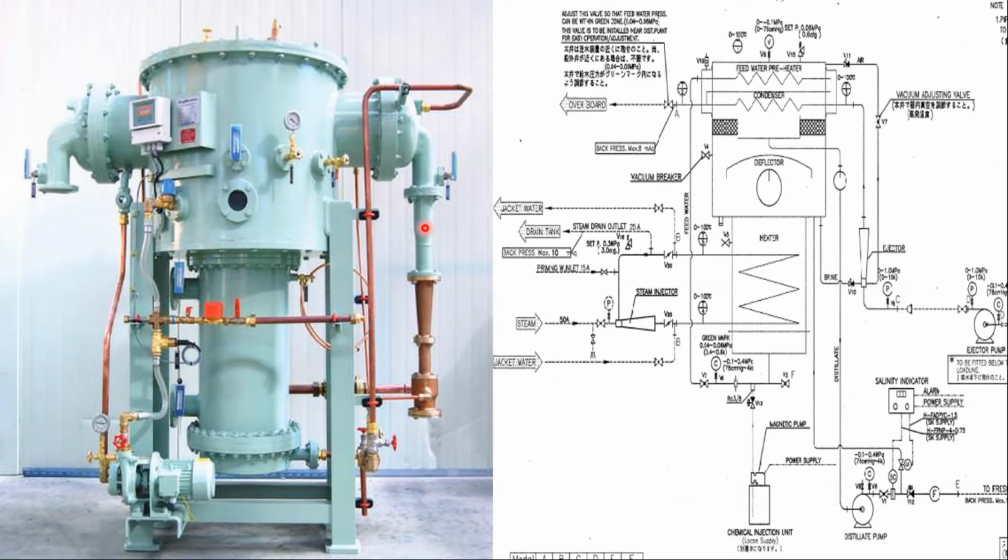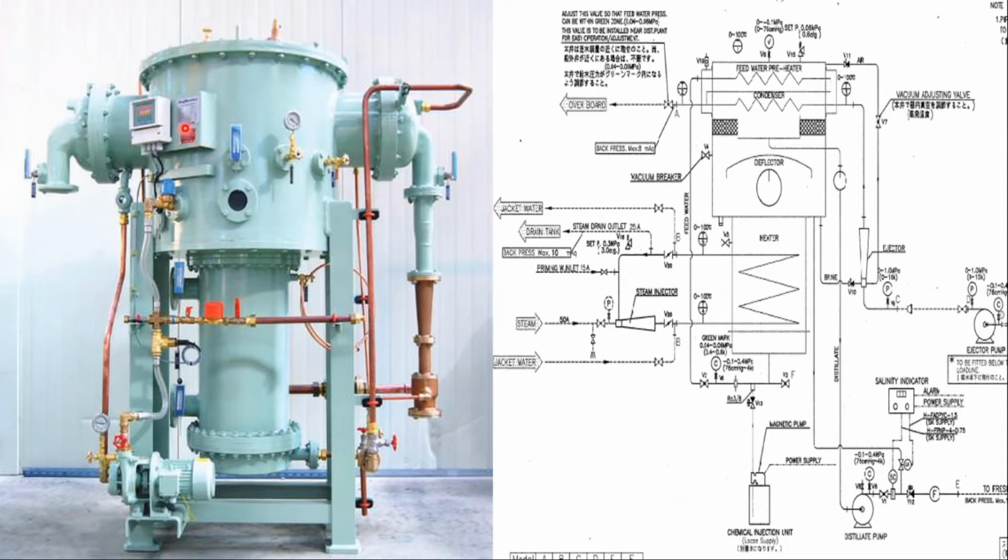Now you can see that this line is coming from the shell, because the purpose of this line is to create vacuum by sucking the air from the shell. On the other side there is also one line which is getting into the air brine ejector. It sucks the brine from the machine and it goes overboard through here.